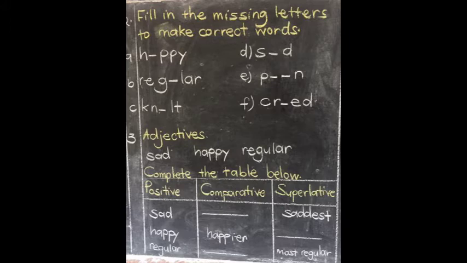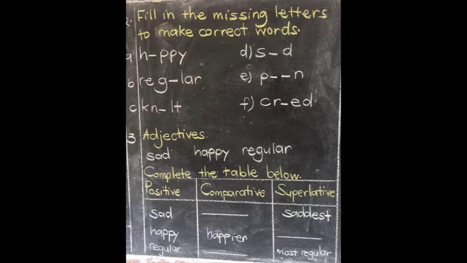Okay, so now we move to activity 3. Are we ready for activity 3? On activity 3, we are looking at adjectives in our vocabulary. So in our vocabulary, we have those words that are adjectives. And among them, we have sad, we have happy, and we have regular. So as we are looking at those three, we shall look at their different forms. Remember, adjectives are describing words. So we are having sad, happy, and then regular.